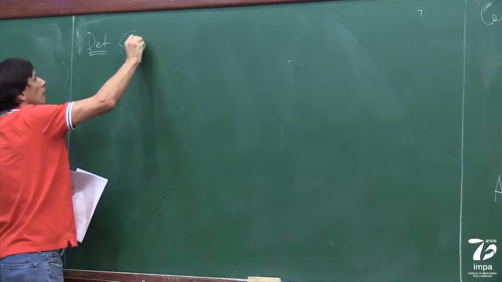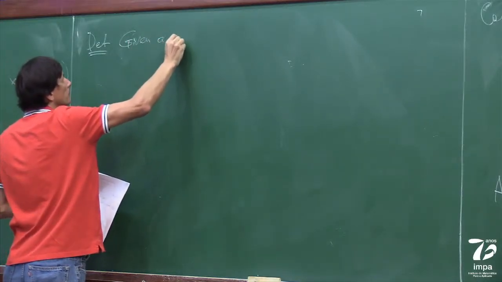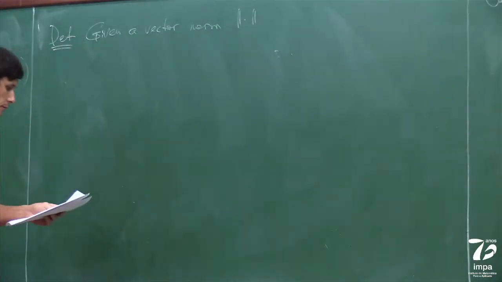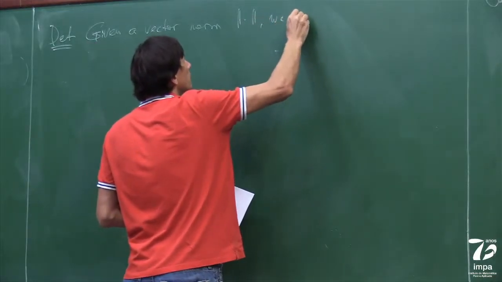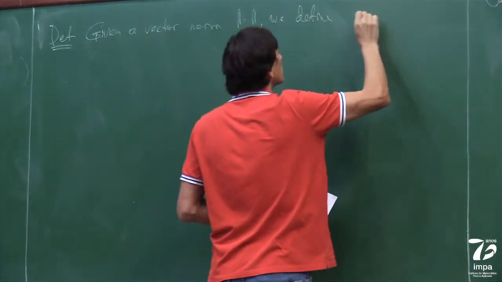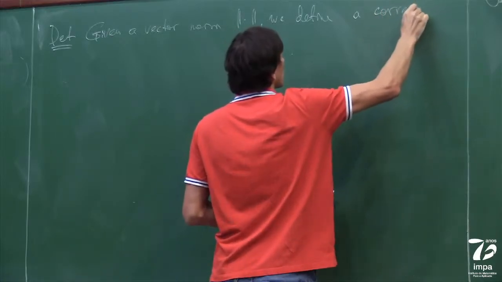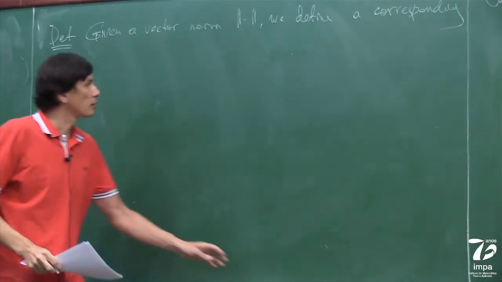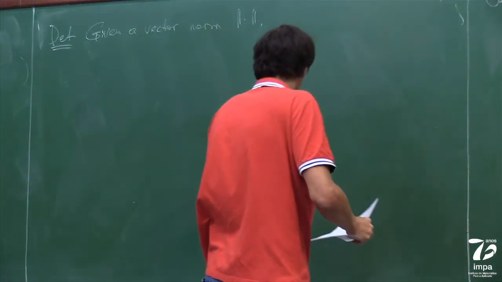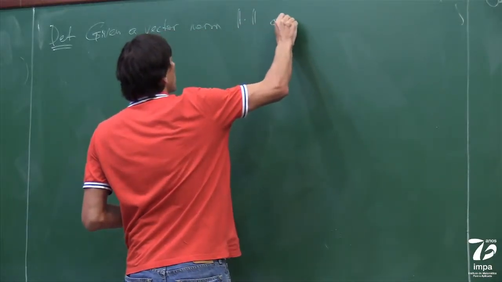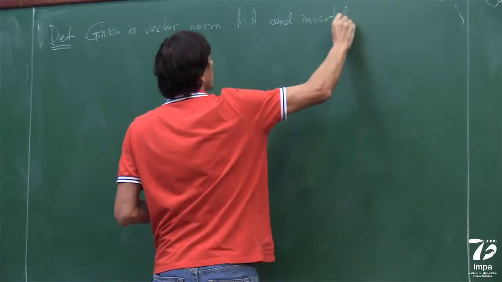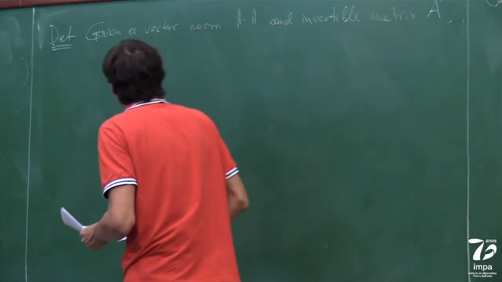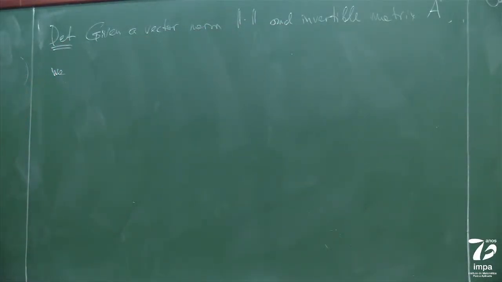So given a vector norm, we define a corresponding condition number given the vector norm and an invertible matrix A. So invertible means it's square and determinant non-zero.